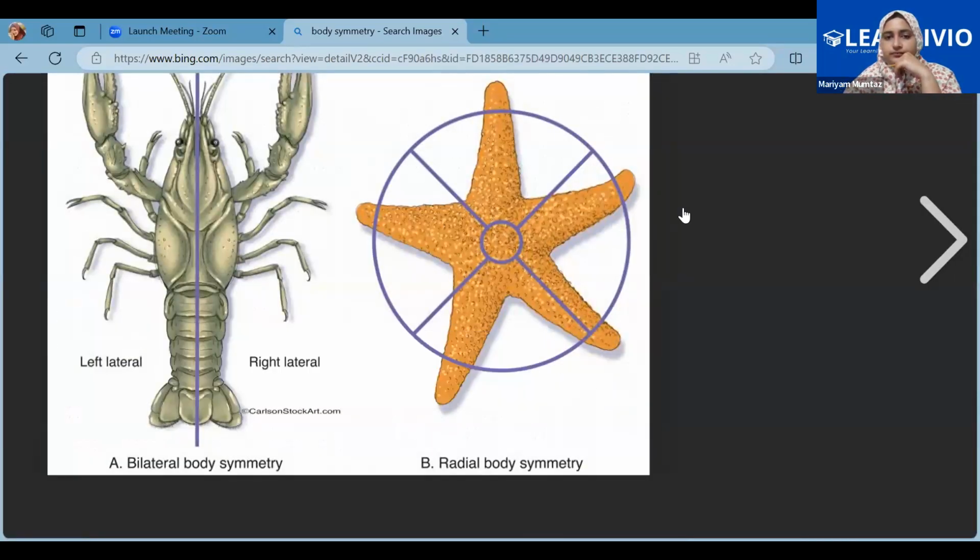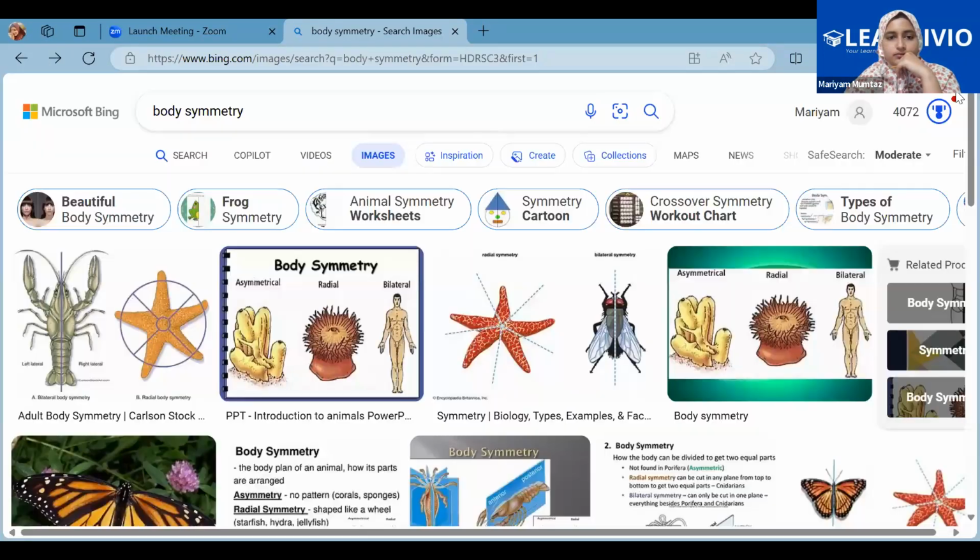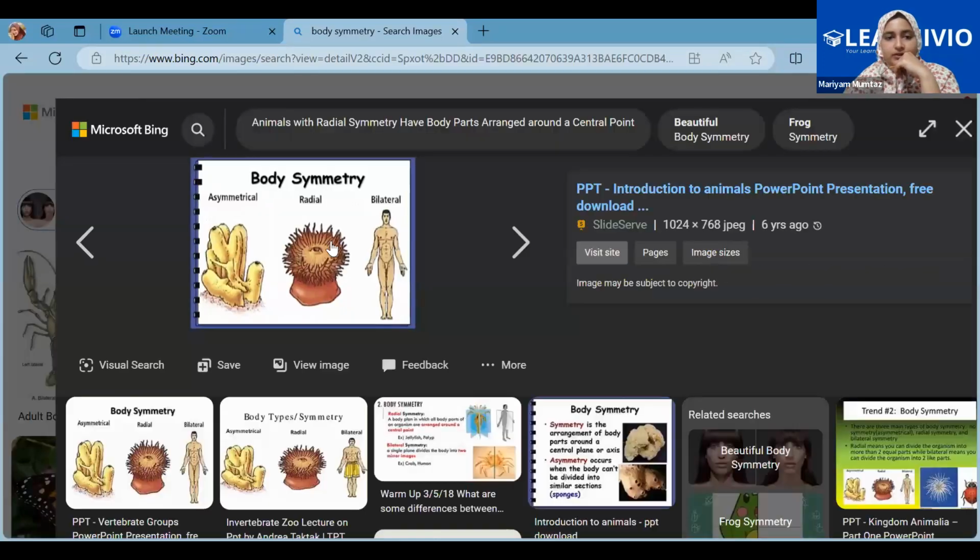Oh, oh, where did that go? Okay, this one.